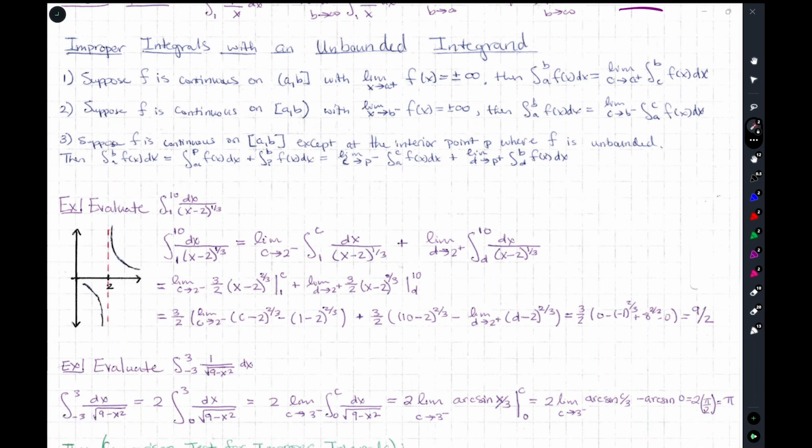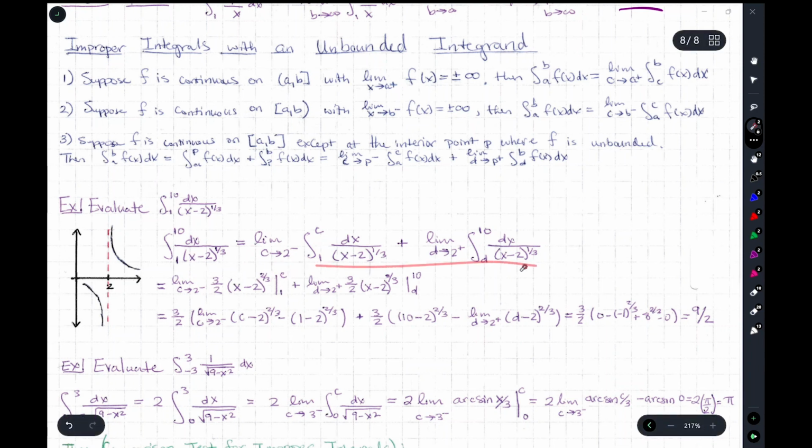And so let's take a look at a concrete example. Here we have that this integral has an asymptote at 2. And so if you approach 2 from the right, you get a limit of plus infinity. If you approach it from the left, you get a limit of minus infinity there. And so how do you integrate that? You want to integrate from 1 to 10, and 2 is the offending point, right? That's where the function's unbounded.